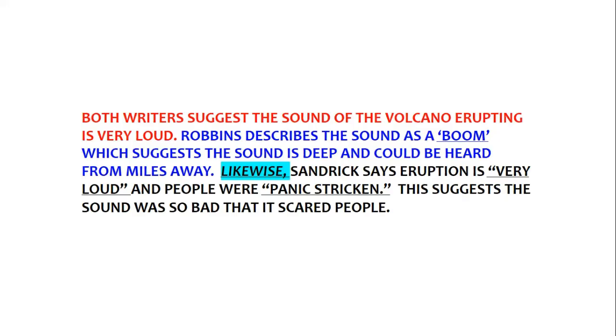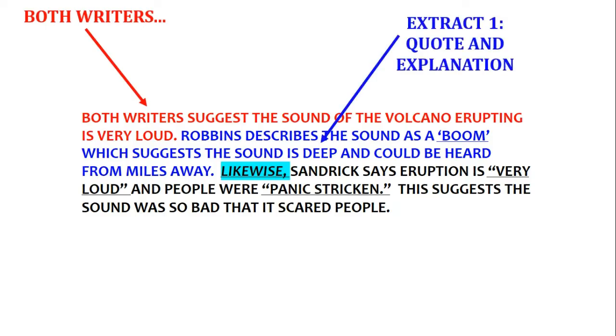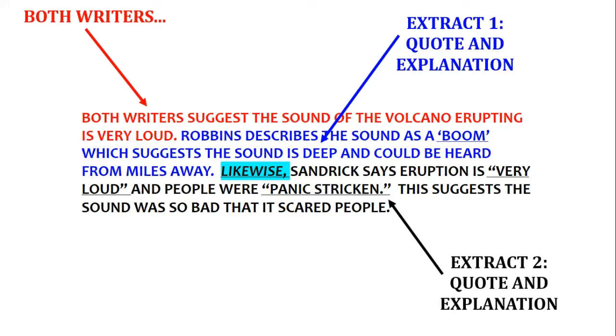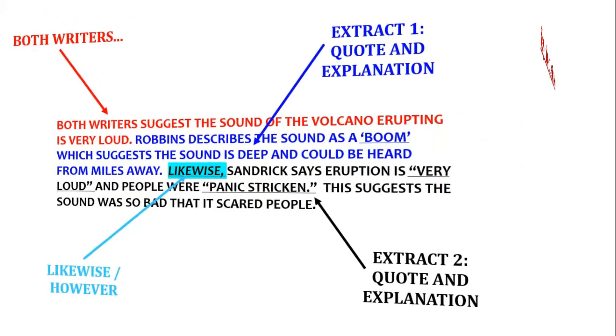As a little bit of structure, in red we've got what I'm talking about, my point. Then in blue I've got my quote and my explanation. So I've said, why has the writer decided to use the word boom? What does boom suggest? Well, boom suggests it's a deep and loud sound we could hear a long way away. And then again, for extract 2, quote and explanation. I put panic-stricken. I've basically said, why has that phrase been used? Well, panic suggests it was so bad it was scary. It was making people anxious. And then I've got my likewise or however word to link it, and also tell the examiner if I think it's a similarity or a difference.